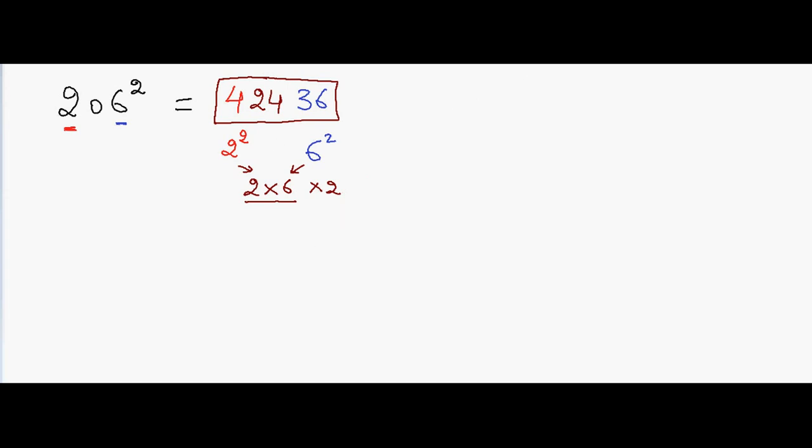Let me take another example. Suppose I have 409 and I want to do a square. In that case, 4 square is equal to 16, 9 square is equal to 81, and 4 into 9 into 2. So 9 into 8, that is 72.